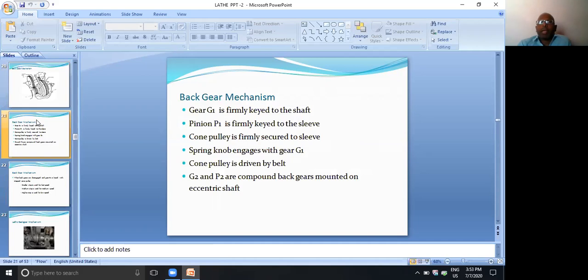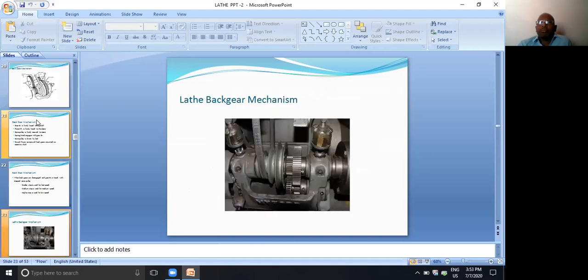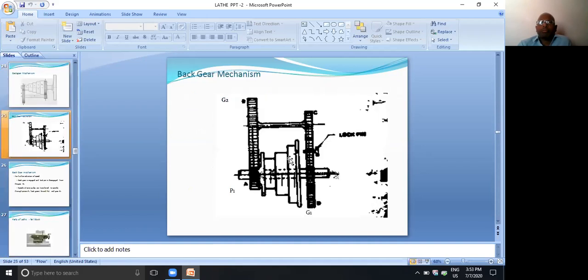So the back gear mechanism or back gear engagement, which is used to change the speed of the job for various different operations. This particular back gear mechanism is mounted within the headstock only. So this is the real view of a back gear engagement system.